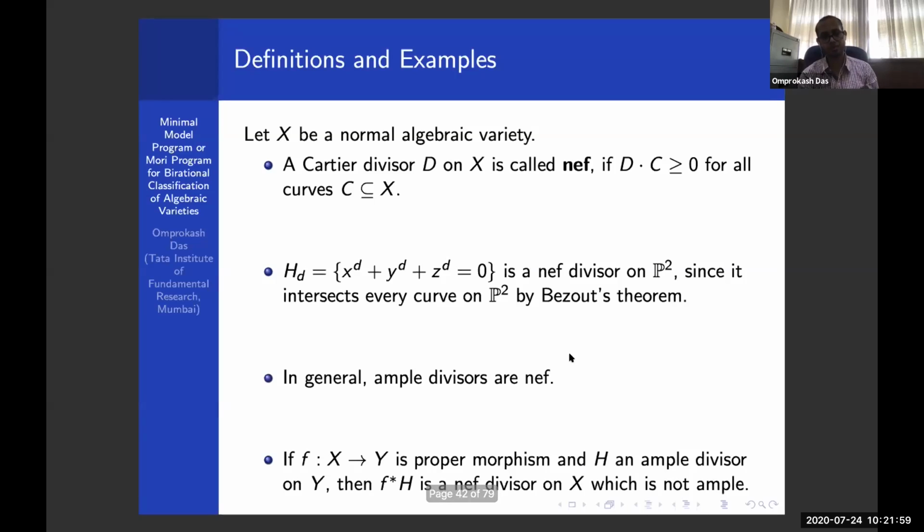And finally, if you want something that is nef but not ample, just take a proper morphism f from X to Y and take a pullback of an ample divisor from the base Y. So if H is an ample divisor, f star of H is a nef divisor which is not ample. So it's explicitly nef but not ample, and not all nef divisors are ample.